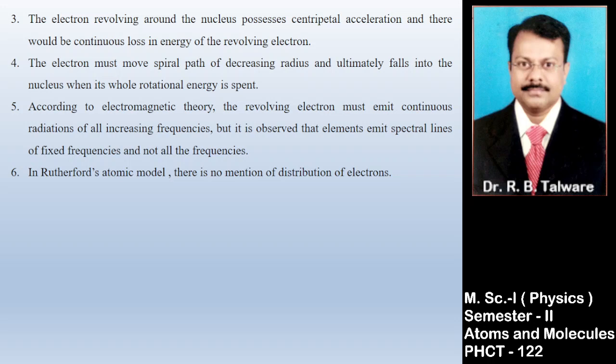The next one is according to electromagnetic theory, the revolving electron must emit continuous radiation of ever increasing frequencies, but it is observed that elements emit spectral lines of fixed frequencies and not all of the frequencies. In Rutherford atomic model, there is no mention of distribution of electrons. This is the big drawback of the Rutherford atomic model.